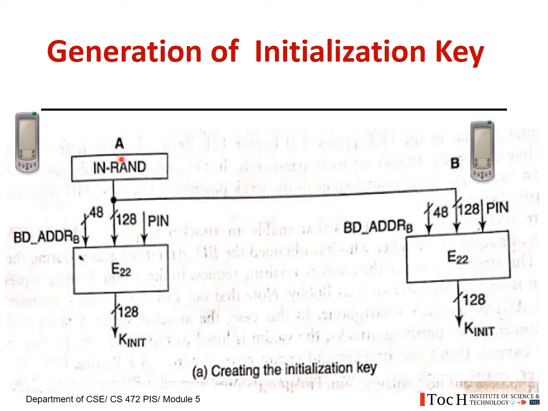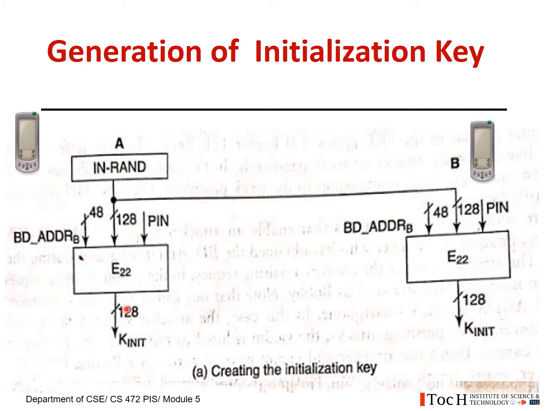Initially, A generates a random number, which is a 128-bit representation, and this random number goes as one of the inputs to the computation of K-init. You can see here, A, after computing the random number, feeds it to this block. The next input is the Bluetooth device address of B, a 48-bit representation. And the third input is the common temporary PIN which has been agreed between A and B. Taking these three inputs on A's side, the K-init is computed.